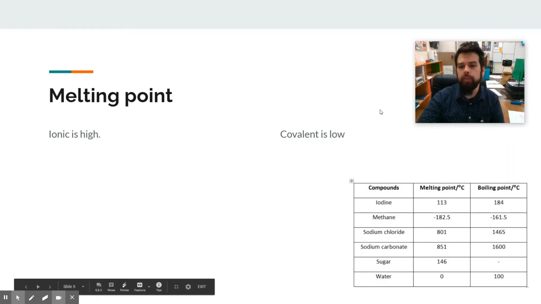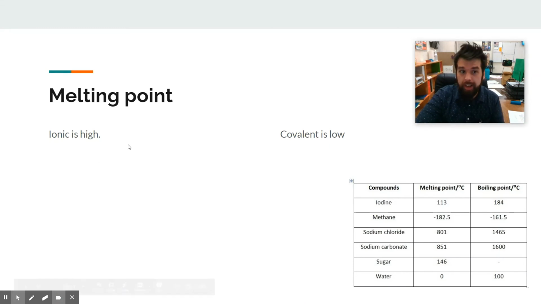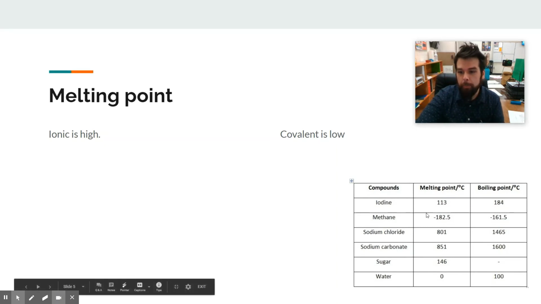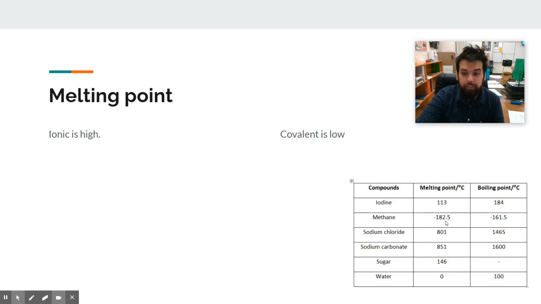Now let's talk about melting point, and for this one, I brought in some info to kind of prove it to you. The thing to remember is that ionic compounds have high melting points and covalent have low. If I look at methane, for example, which is covalent, it melts at negative 182 degrees Celsius, meaning way below the freezing point of water.